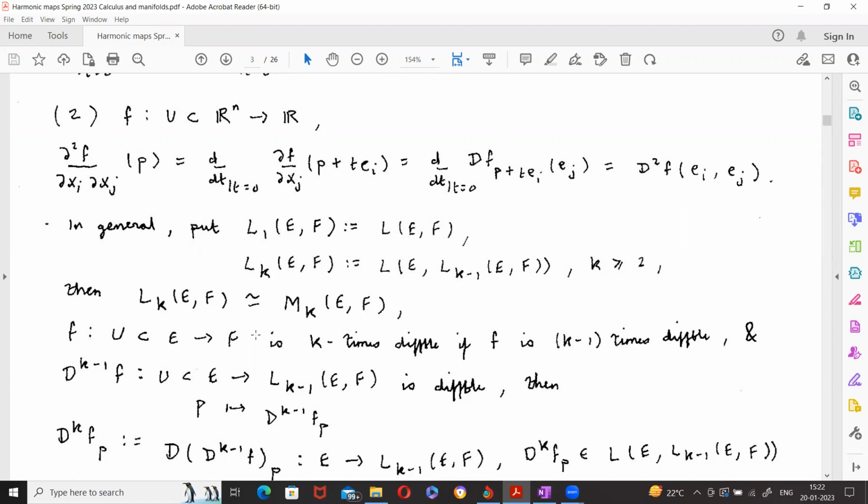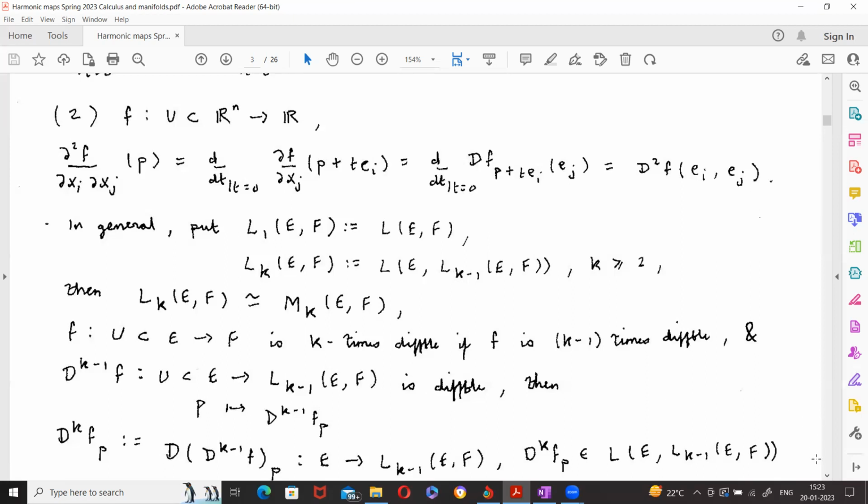And we can define a map F from E to F to be K times differentiable inductively if F is K minus 1 times differentiable and the K minus 1th derivative, so this is a map from U in E to L^{K-1}(E, F), P goes to D^{K-1}F at P, is differentiable. If this map is differentiable, then we say that F is K times differentiable.